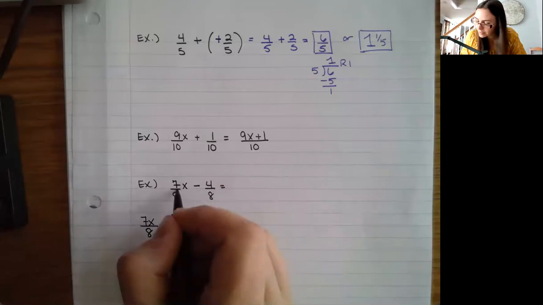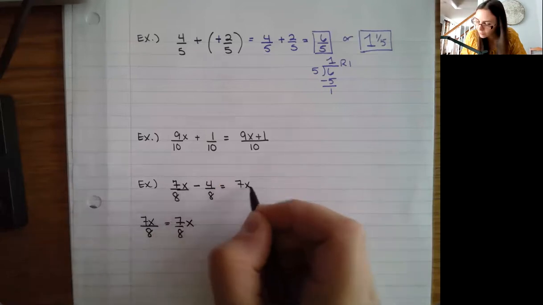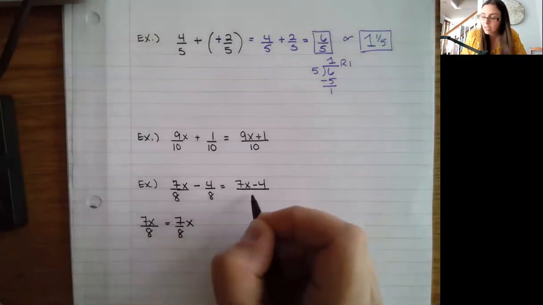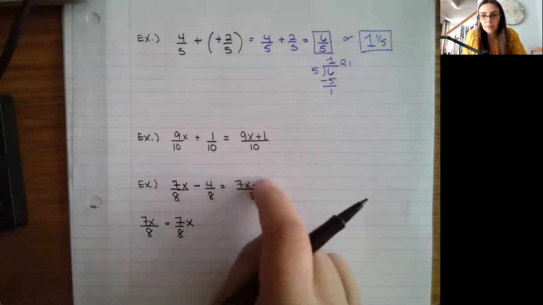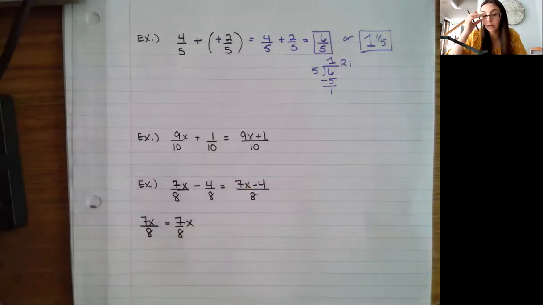So when we subtract, it would be 7x minus 4 all over 8. And because these are unlike terms, we can't combine them any further. So it's not 7 minus 4 is 3 and this becomes 3x. It doesn't work that way. You have to still think about like terms.